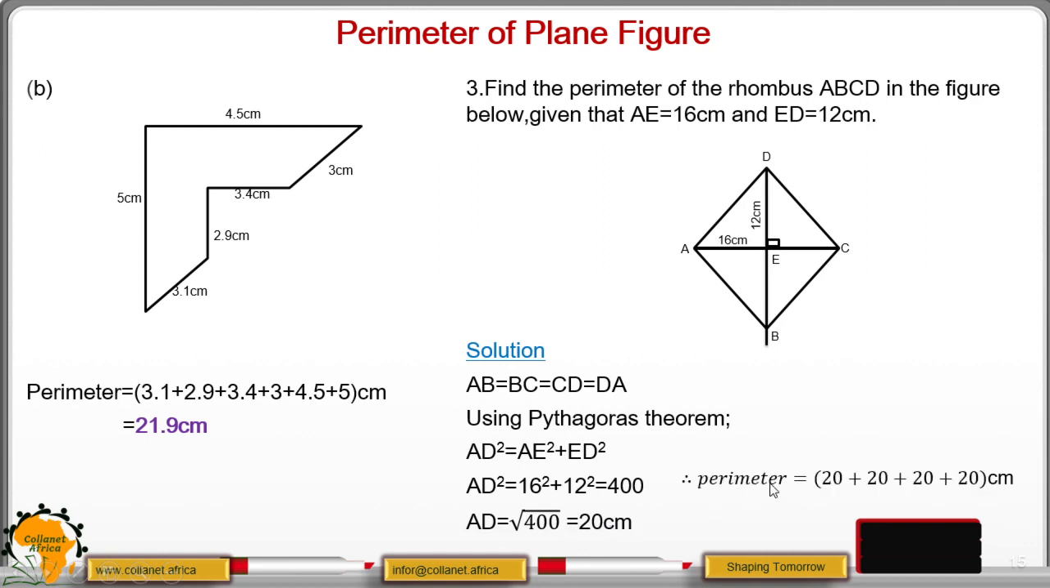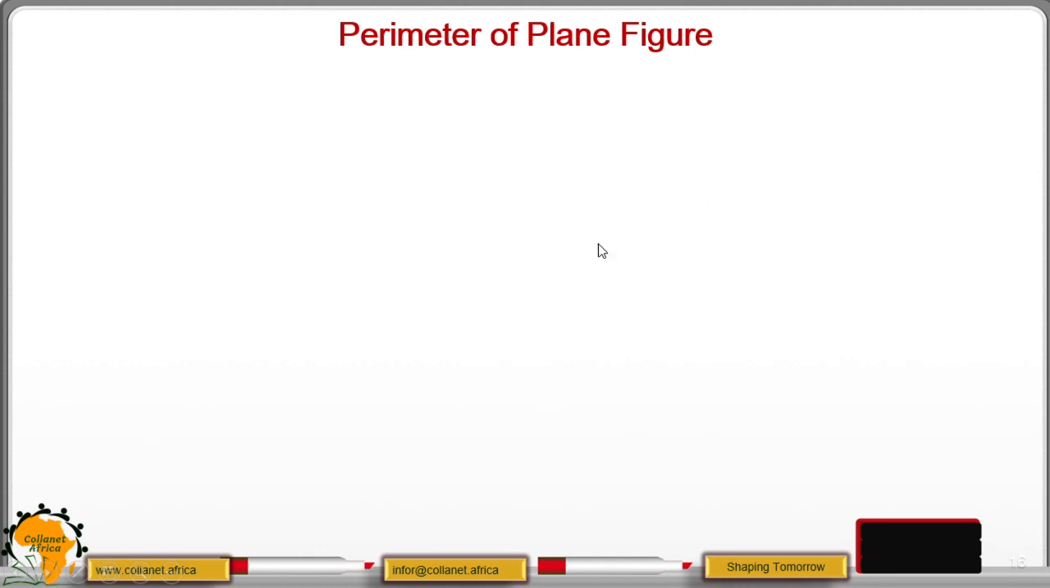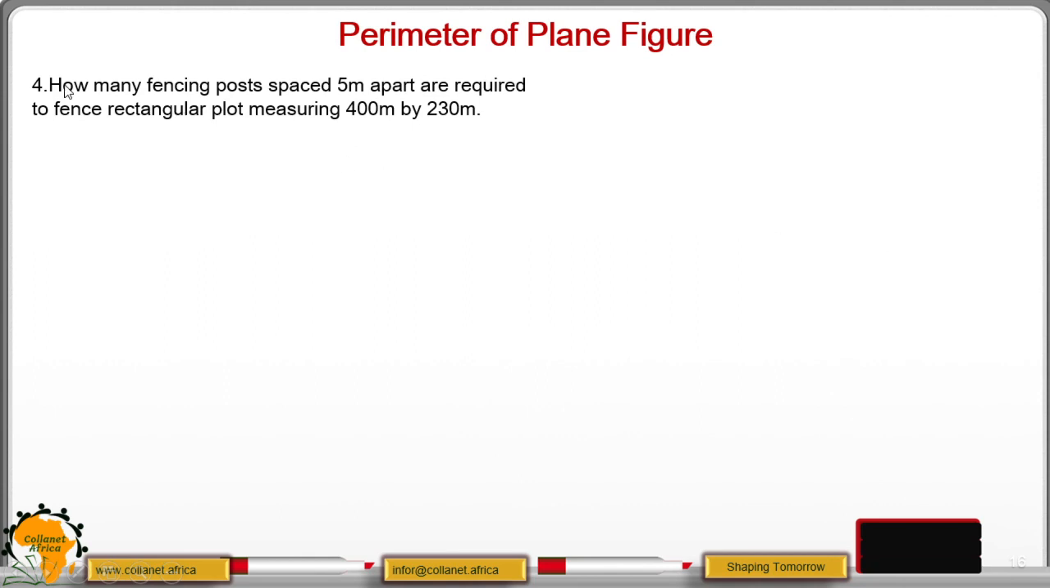Therefore, our perimeter will be the sum of all these sides because we've said that they are the same. So it will be 20 plus 20 plus 20 plus 20, which will give you 80 centimeters. So the perimeter of this rhombus is 80 centimeters. Then from there, we have another example.